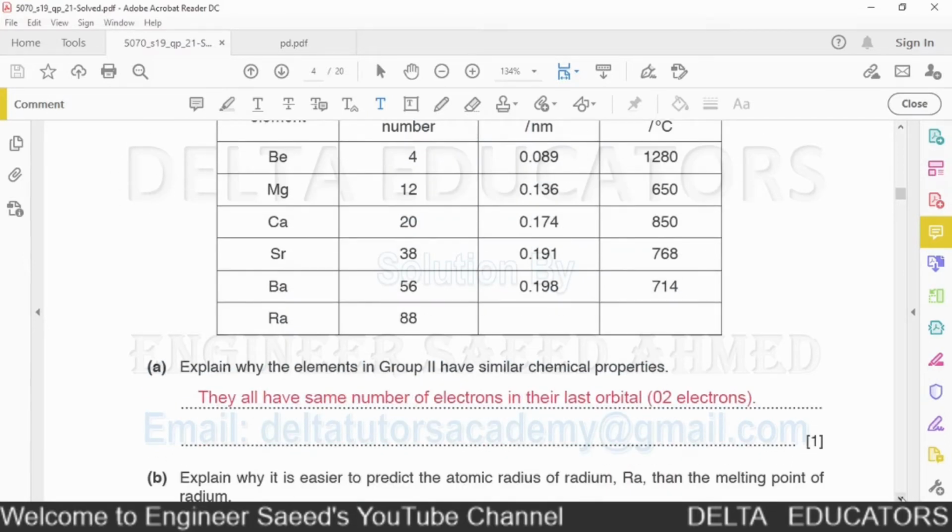Part A. Explain why the elements of group 2 have similar chemical properties. All the members of the 2A group have similar chemical properties because all the elements of the 2A group have the same number of electrons in their last orbital. In all the elements of the 2A group, in their last orbital there are 2 electrons. So we just have to write here, they all have the same number of electrons in their last orbital.